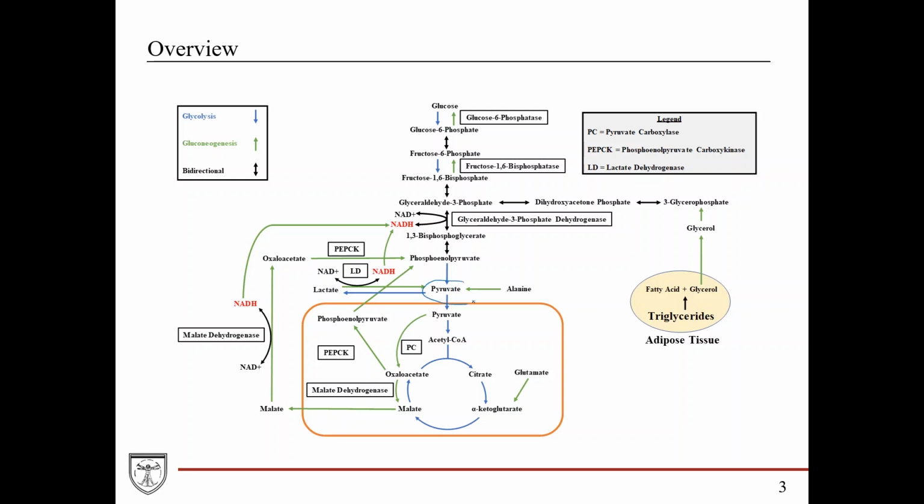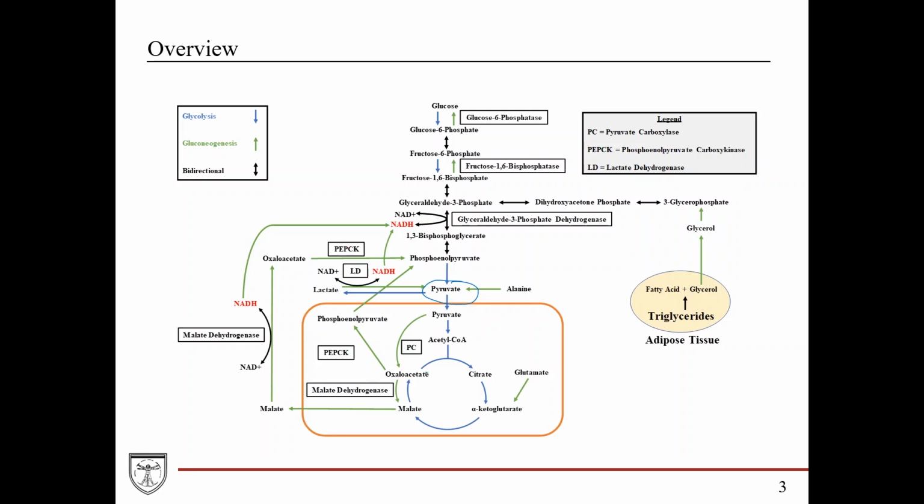So the main starting point here is pyruvate. Now you can get to pyruvate from alanine, which comes from amino acid metabolism. You can get there from lactate as well. And then you come down here in the mitochondria where pyruvate in the first committed step is converted to oxaloacetate by the enzyme pyruvate carboxylase. So we have a nice legend here for some of these key enzymes where we had to abbreviate them.